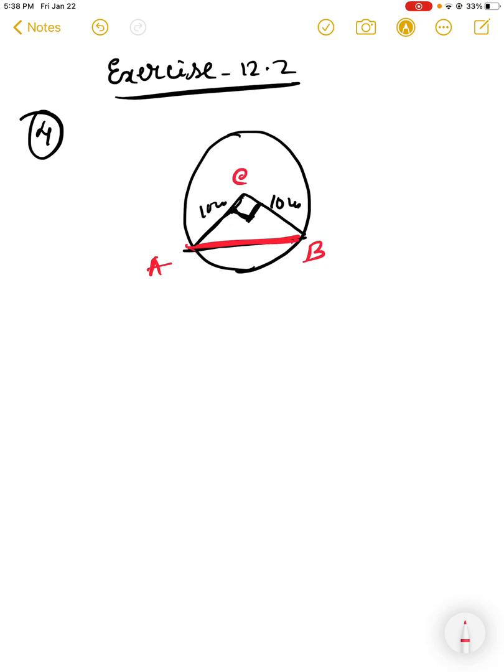This chord of the circle subtends an angle of 90 degrees at the center. This is the center, this angle is 90 degrees. That is, theta is 90 degrees. Find the area of the corresponding minor segment.